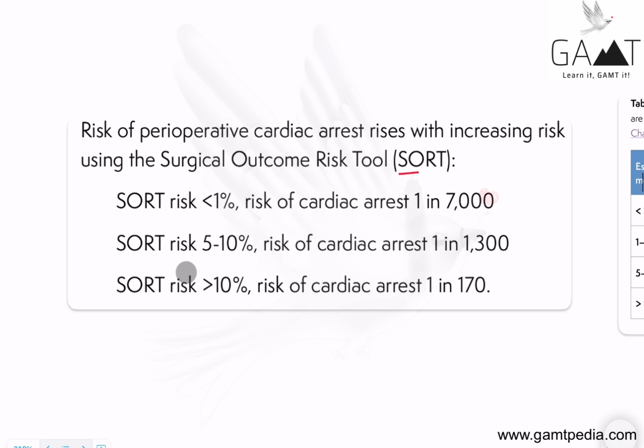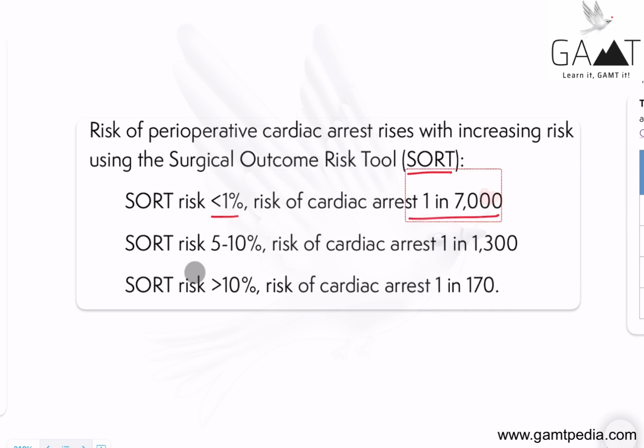So SORT is an example they used. Surgical outcome risk tool. This you can do online. Scoring system, you put in the details and it produces a number. So the SORT risk, if it's less than 1%, the risk of cardiac arrest is 1 in 7,000, right? Very low. When the SORT risk is 5 to 10%, the risk of cardiac arrest is 1 in 1,300.